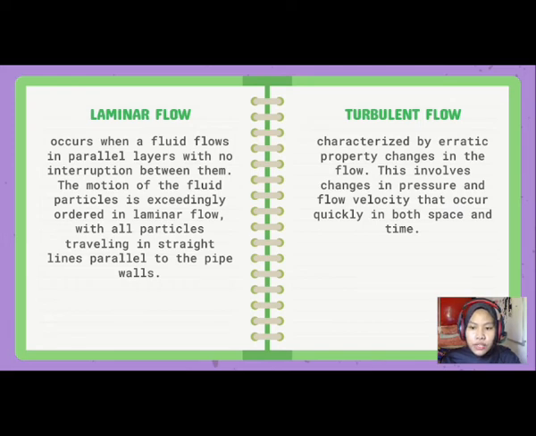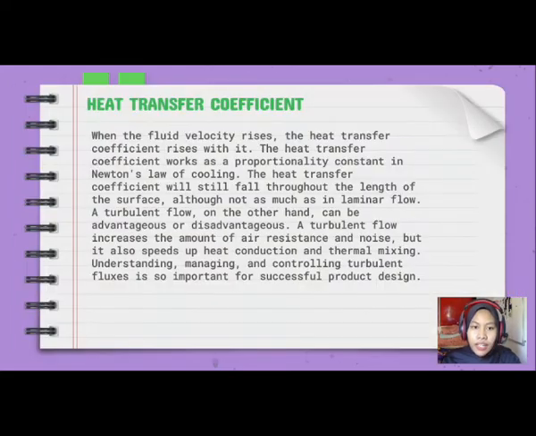Flows with a Reynolds number greater than 4000 are usually turbulent, while those with a Reynolds number less than 2300 are usually laminar. Transitional flow is defined as flow with a Reynolds number ranging from 2300 to 4000. As for the heat transfer coefficient, when the fluid velocity rises, the heat transfer coefficient rises with it. The heat transfer coefficient works as a proportionality constant in Newton's law of cooling.